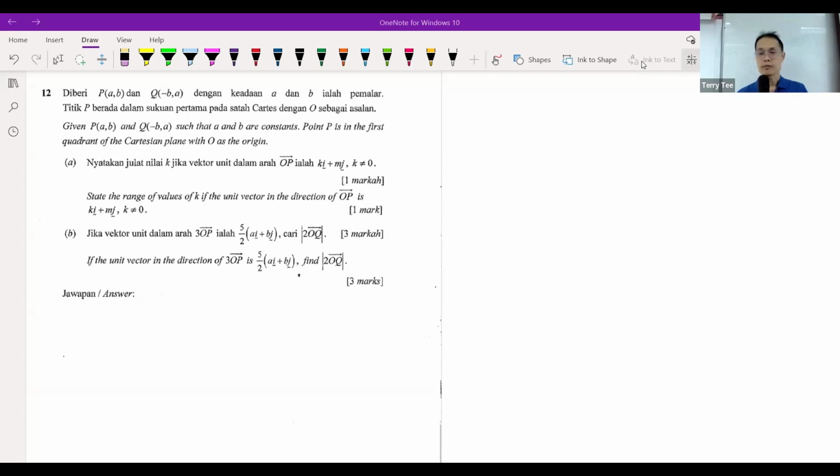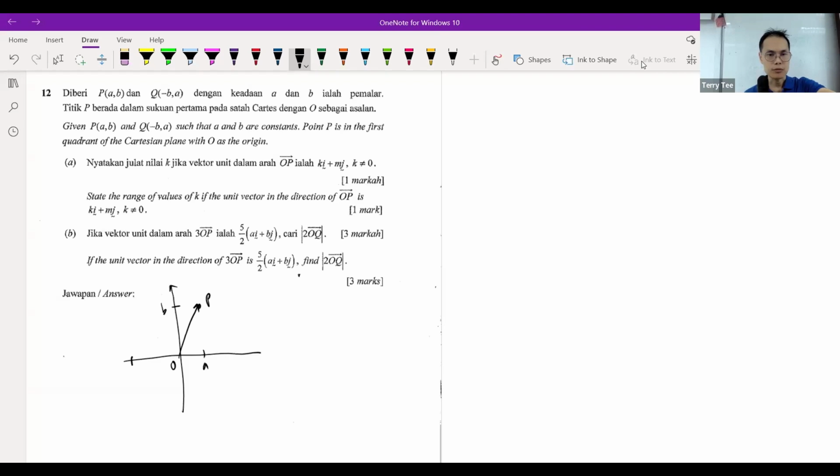Okay, question number 12. This is from Form 4, Chapter 8, Vectors. So you're given P is (a, b), and Q is (minus b, a), where a and b are constant. P is in the first quadrant, and we can do a sketch here. Maybe I draw it over here. Okay, maybe this is your a, make a a bit shorter, b a bit longer. So let's say this is vector P.